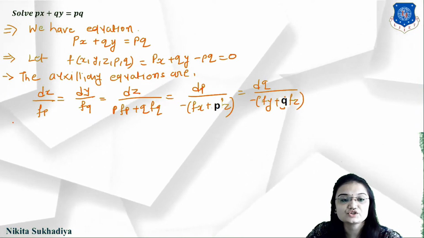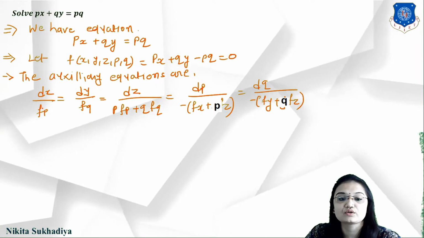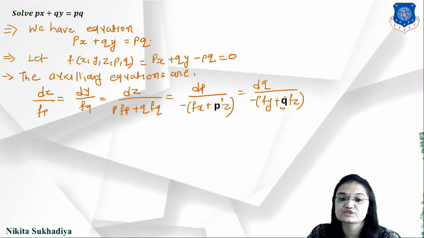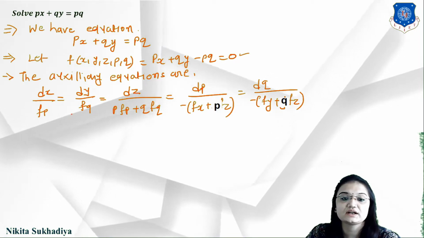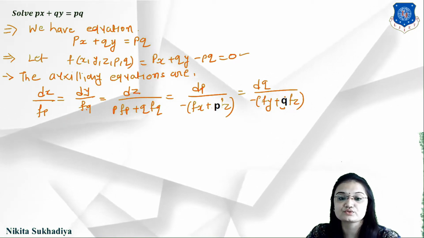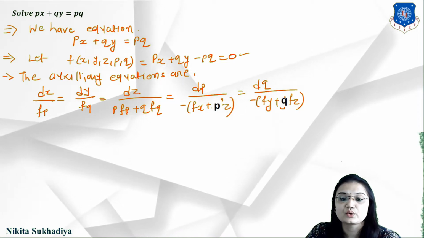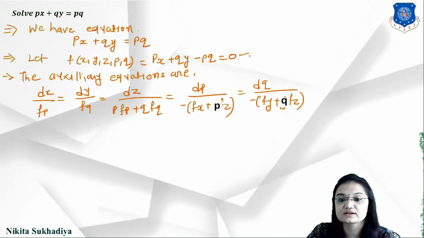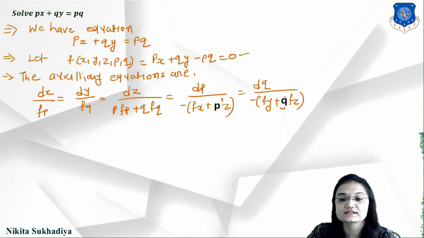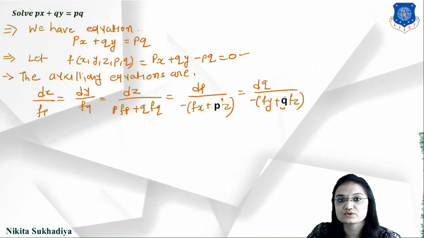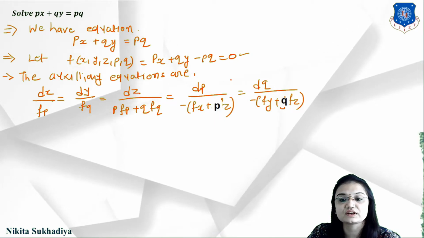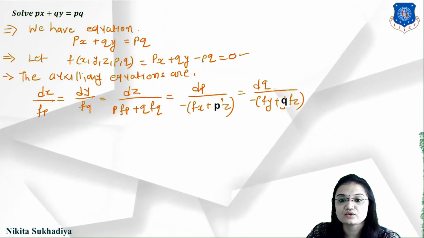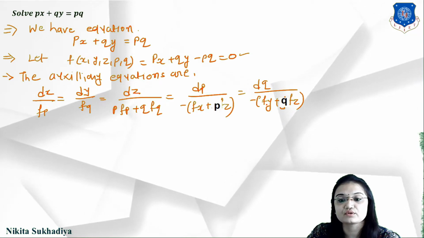Okay, so here, what is the meaning of f_p? Take the derivative of this equation with respect to p. Take the derivative with respect to q, so we will get f_q. Take the derivative with respect to x of this equation, so we will get f_x. Take the derivative with respect to z, so we will get f_z. Take the derivative with respect to y, so we will get f_y.